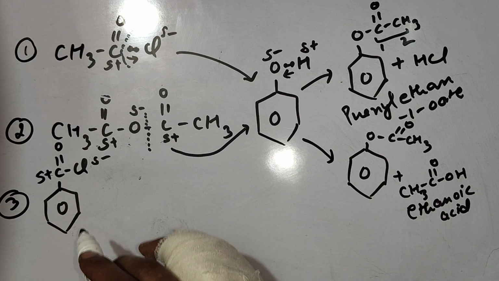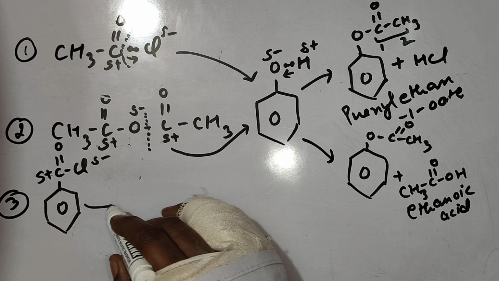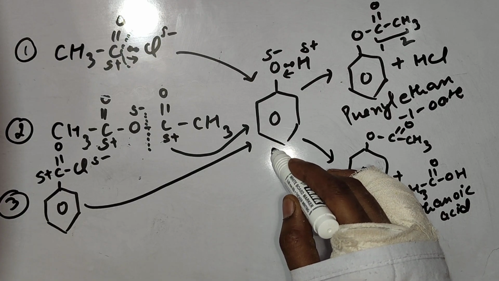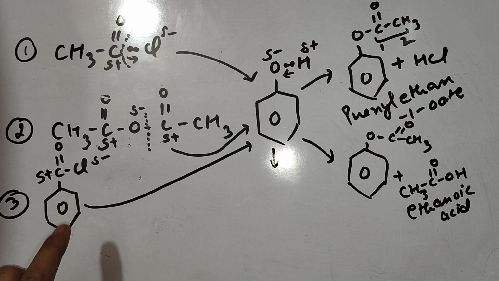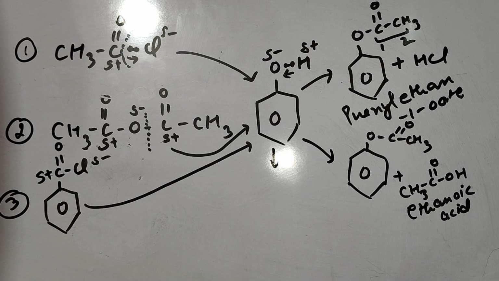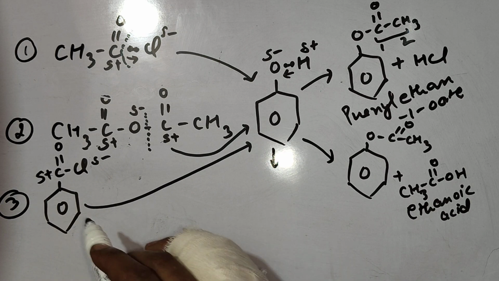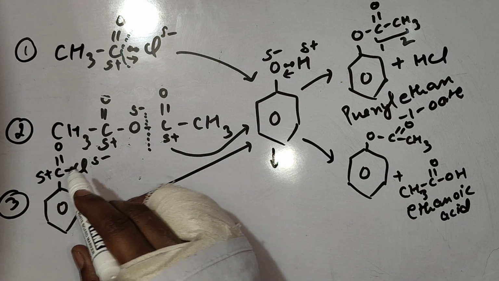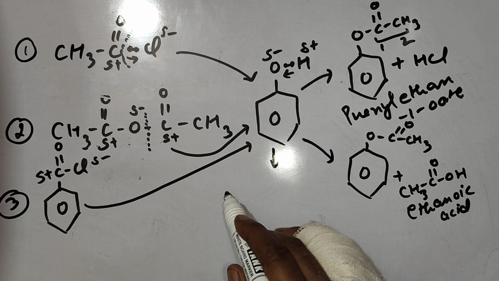Now if benzoyl chloride is going to react with phenol, same technique. Negative chlorine will combine with positive hydrogen, HCl will be released, and this positive carbon will combine with this negative oxygen.